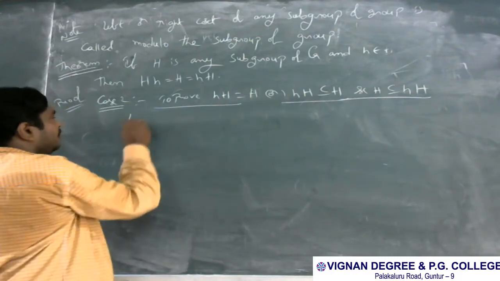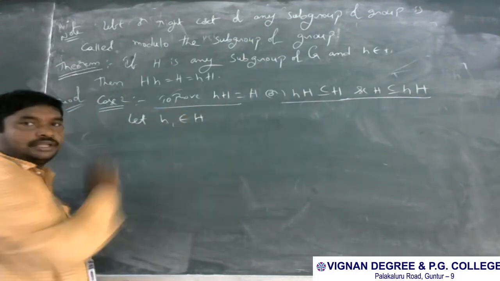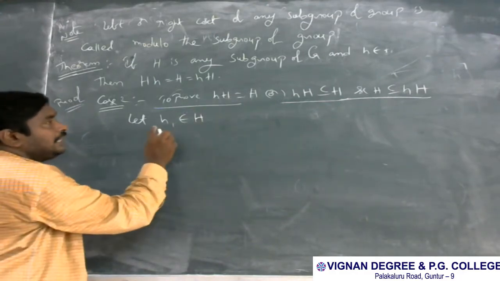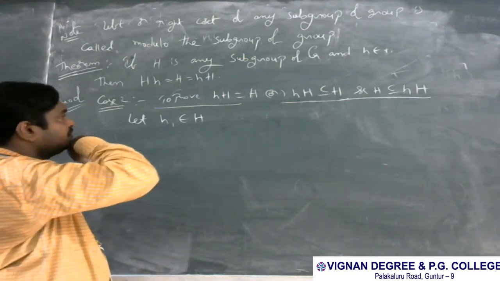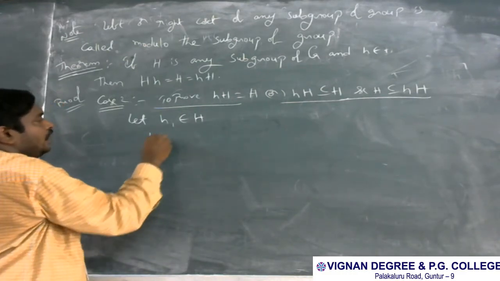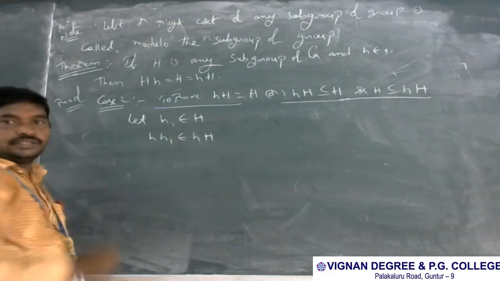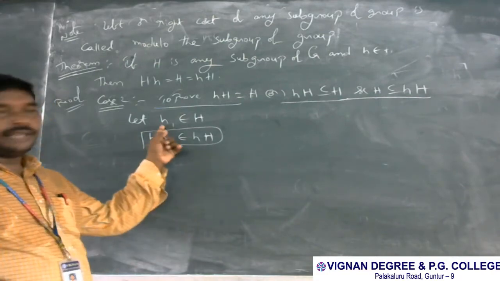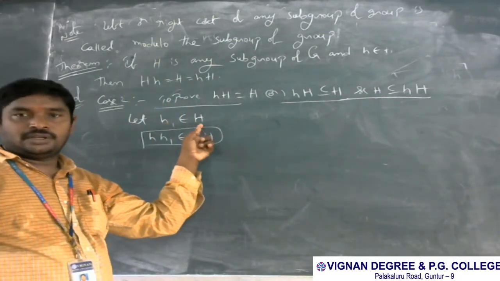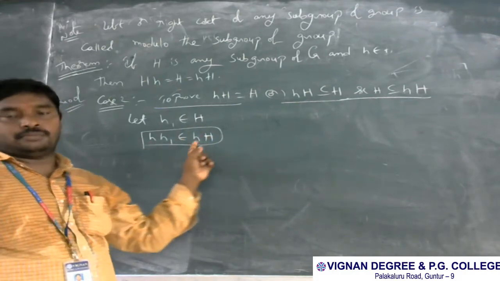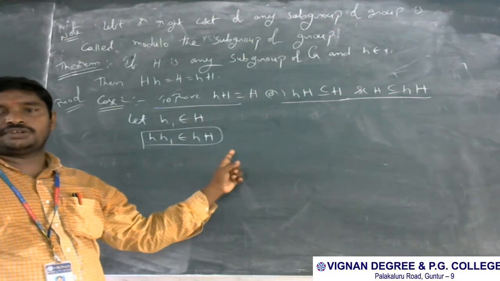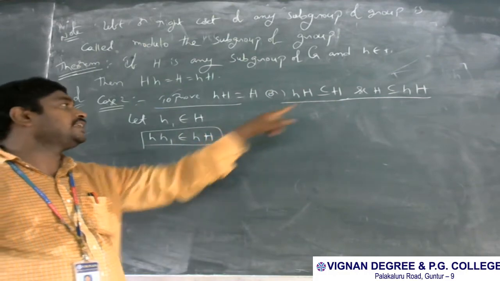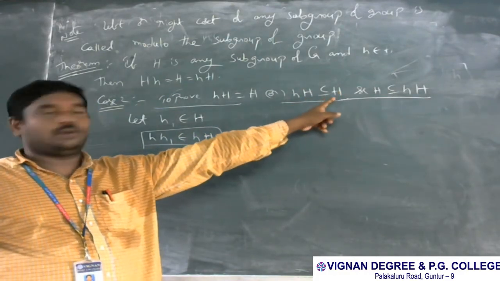So take an element like small h1 belongs to capital H. Then multiply with small h on both sides. Small h into h1 belongs to small h into capital H. Many doubts come due to these steps. First I am taking an element in capital H. Next multiply with small h on both sides. So h into h1 belongs to small h into H. So now I am going to prove this: small h into small h1 is an element in capital H. Then it is proved. Okay.